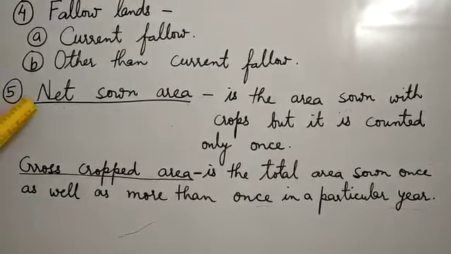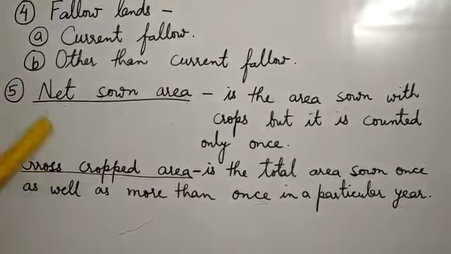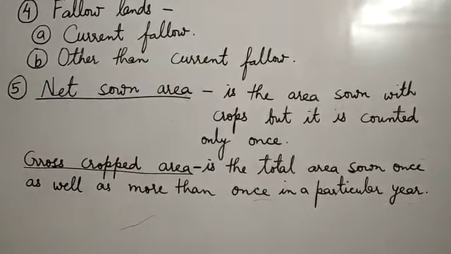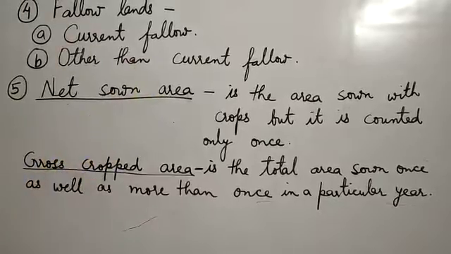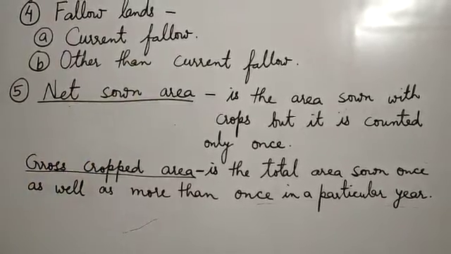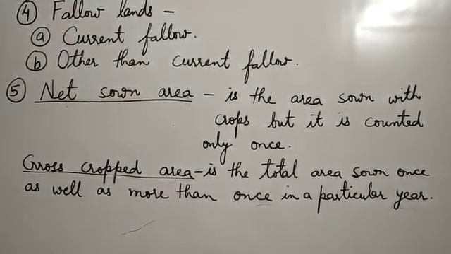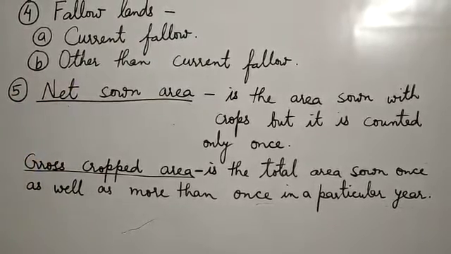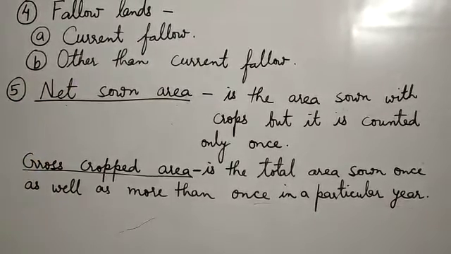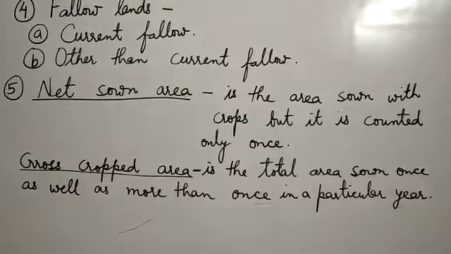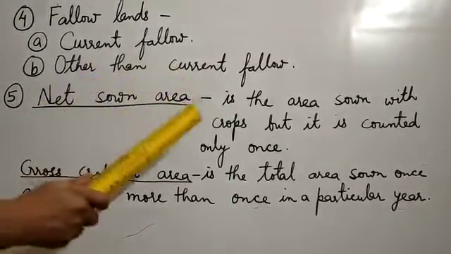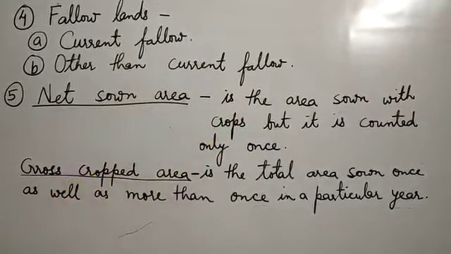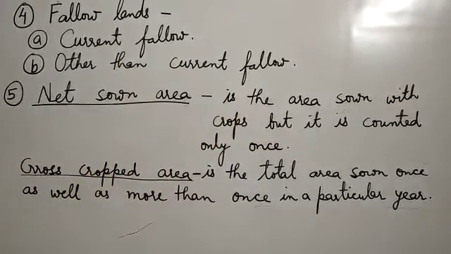Then comes the net sown area and the gross cropped area. You must know the differences between these two. Net sown area is the area which is sown with crops, but it is counted only once. Area where crops are grown one time or two times is counted only once. That is always available for cultivation. So the area sown with crops, but counted only once, is net sown area, NSA.